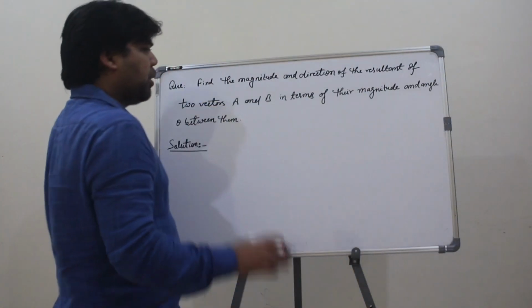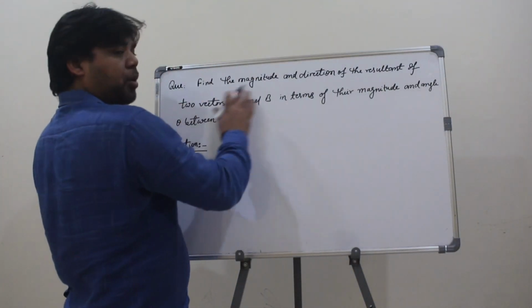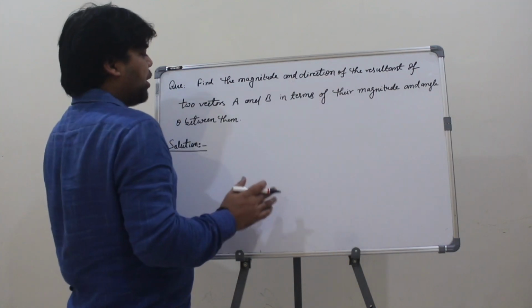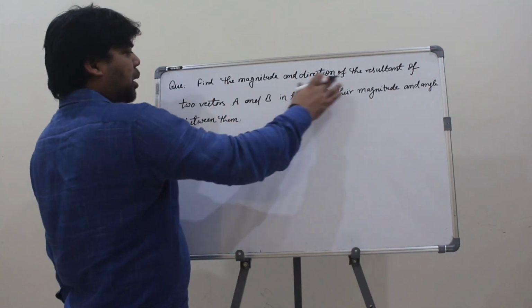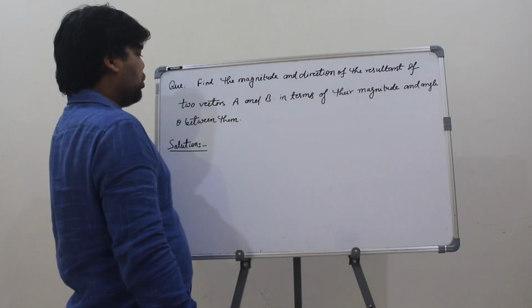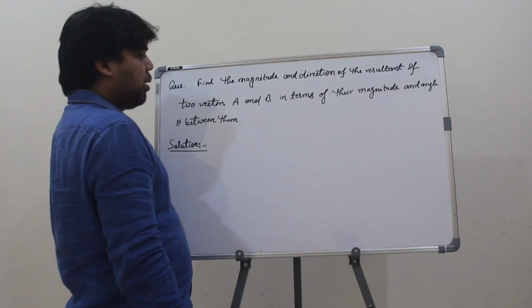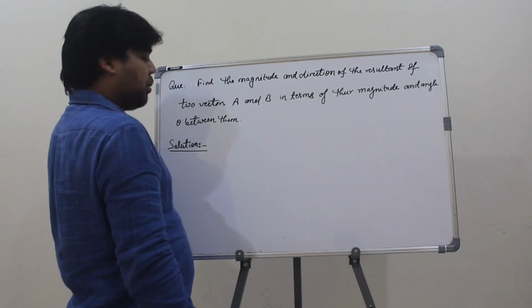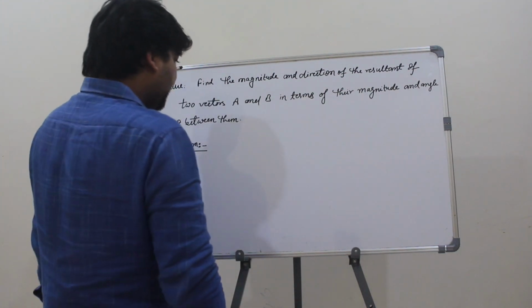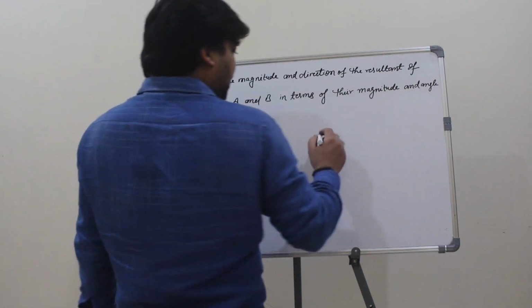So today we are going to talk about a very well-known problem on the resultant of two vectors. It says: find the magnitude and direction of the resultant of two vectors A and B in terms of their magnitude and the angle theta between them. So let us start to understand it.